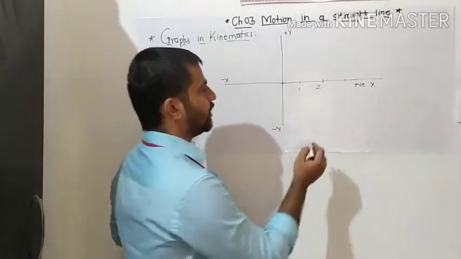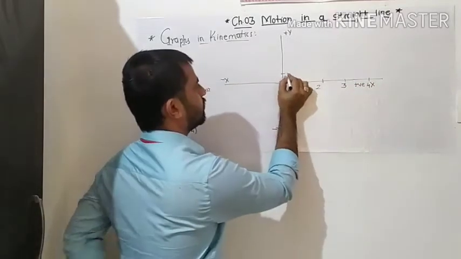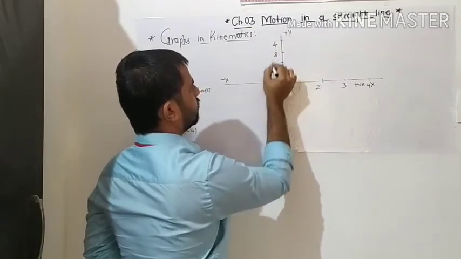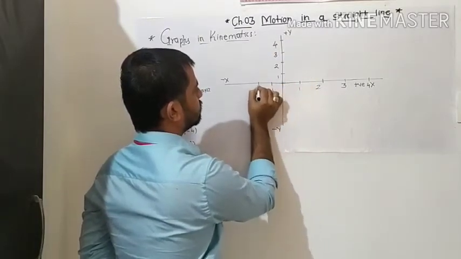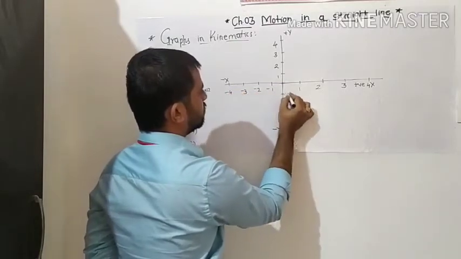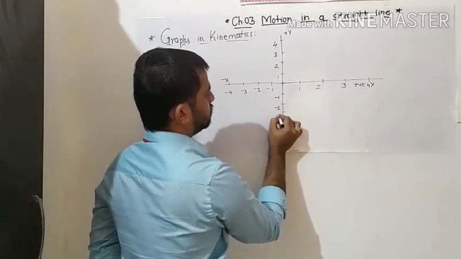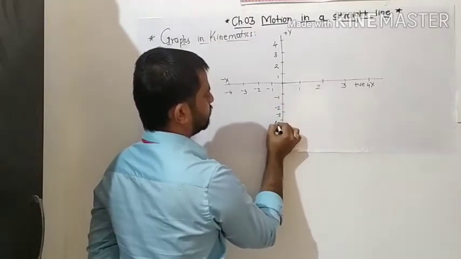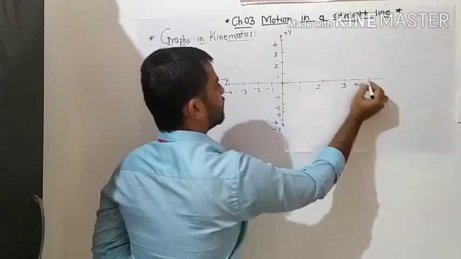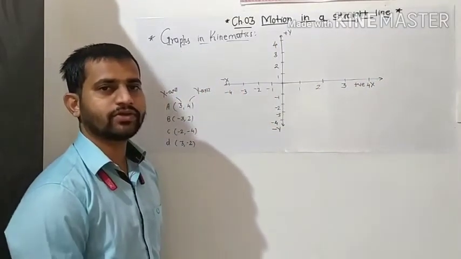Okay, so if I locate this 3, 4, then again here 1, 2, 3, 4, again here -1, -2, -3, -4, then -1, -2, -3, -4. Okay, so these are the coordinates along this particular x and y axis.